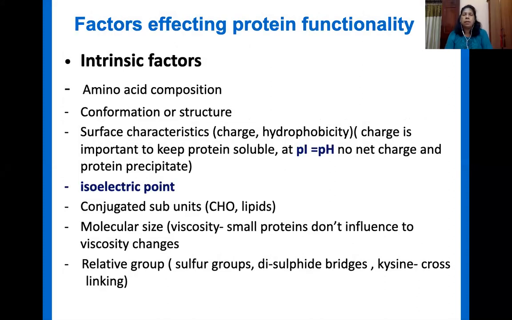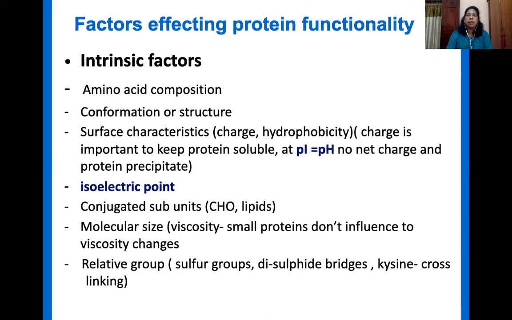So that is the amino acid composition. In the other case, there are small amino acids and large amino acids. When you think about the composition of amino acids in the protein, there are basic ones, acidic ones, and also neutral, hydrophilic, and hydrophobic ones. Those amino acids play different roles. Therefore, amino acid composition will affect the protein functionality.